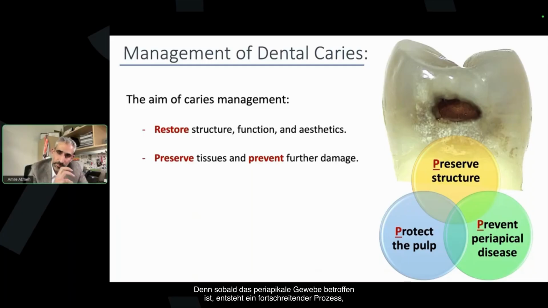And that's what matters importantly, because this is the problem that we want to avoid. Once the periapical tissues are affected, that's going to be, again, a progressive effect that may lead to the loss of the most valuable tissue, that is the bone, and that will limit the patient's options in the future to have, for instance, an implant. So keeping this in mind when thinking about caries management, it's not just about a simple restoration that we put in place, it's more than that. It's preserving structure, protecting the pulp, and preventing periapical disease in the future.